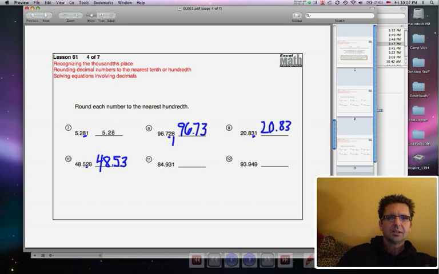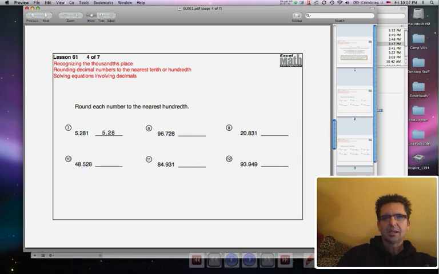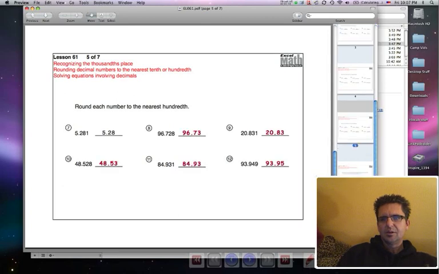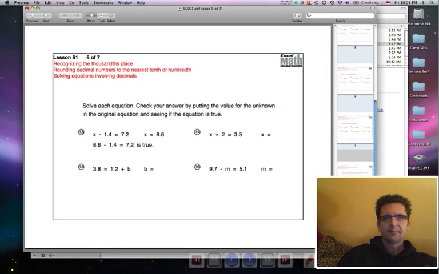And number 11, the 3 is in the hundredths place. So it's 84 and 93 hundredths, because that 1 tells the 3 to stay where it is. And on this last one, the 4 is in the hundredths place. The 9 bumps the 4 up to a 5. And so the answer is 93 and 95 hundredths. All right, let's get that cleared off and we'll move on to this next part here.